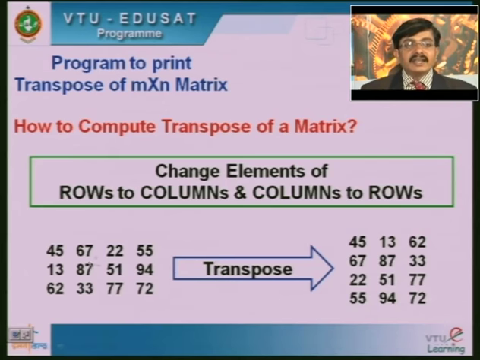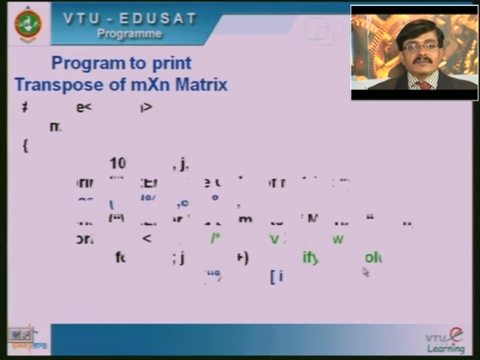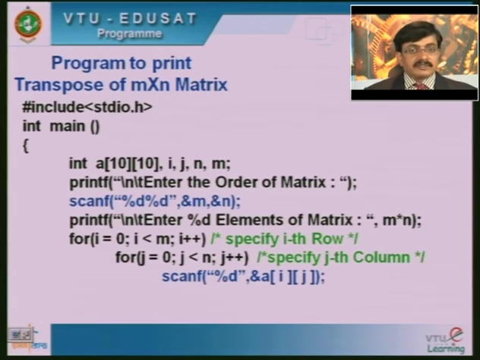But when I am printing, this printing will say that this is the normal original matrix, and printing this other way will say that this is the transpose of a matrix. So this is the way I am going to read the elements of the matrix.